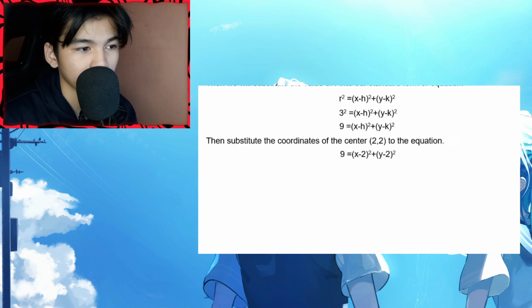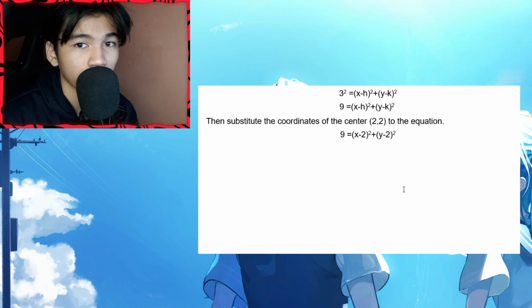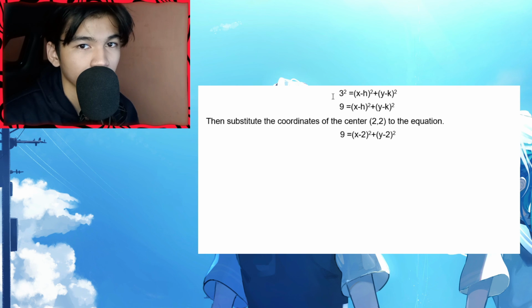Then we will substitute to the standard form of equation. So r squared equals x minus h squared plus y minus k squared is the standard form of equation. We will substitute the radius. So the radius is 3. So 3 squared is equal to 9, and then we will substitute the center, which is 2 and 2. So the final answer will be 9 equals x minus 2 squared plus y minus 2 squared.